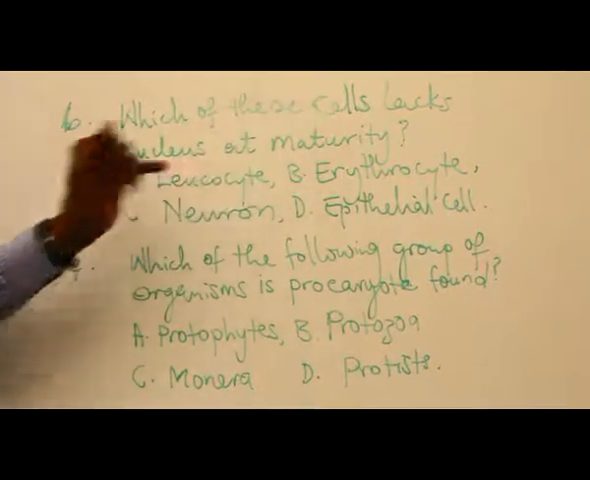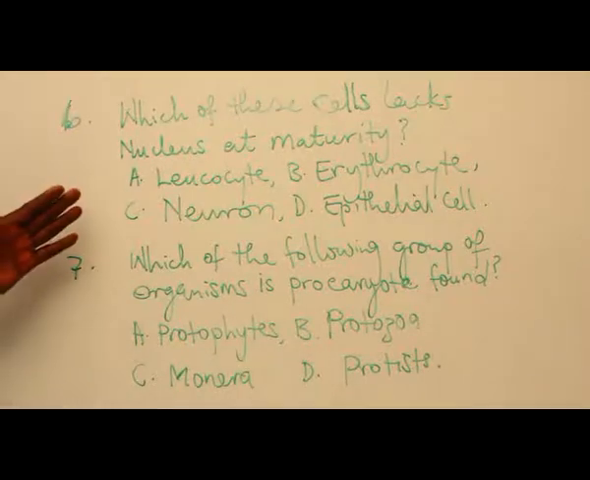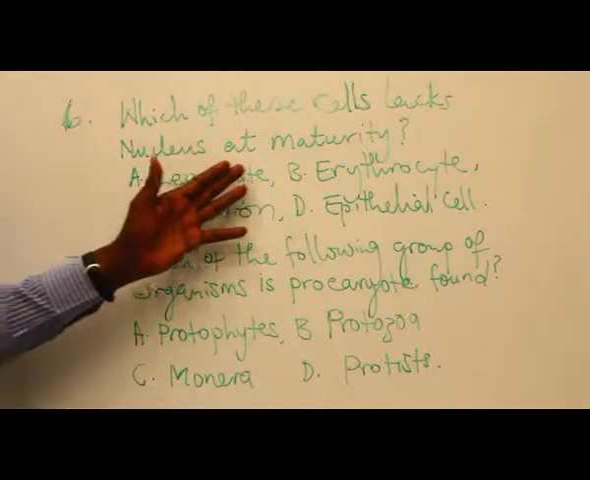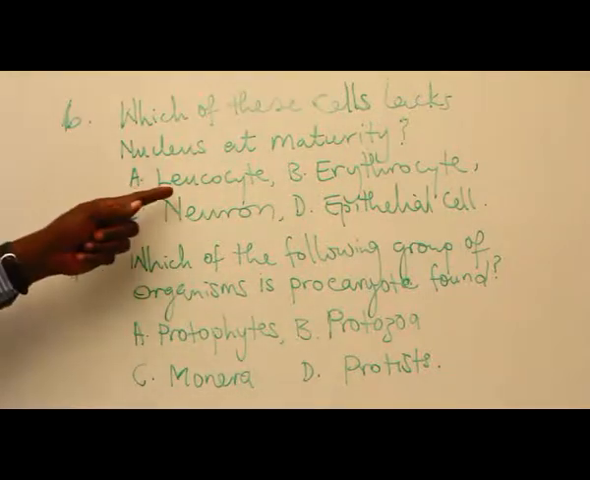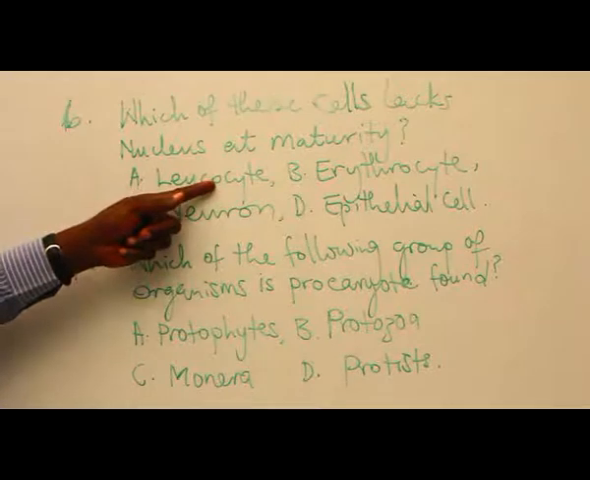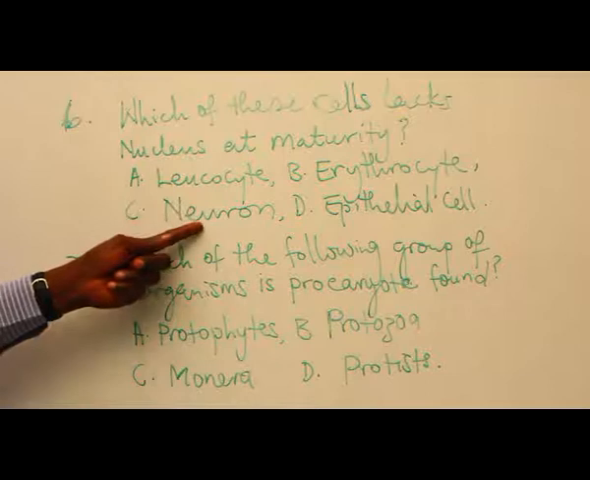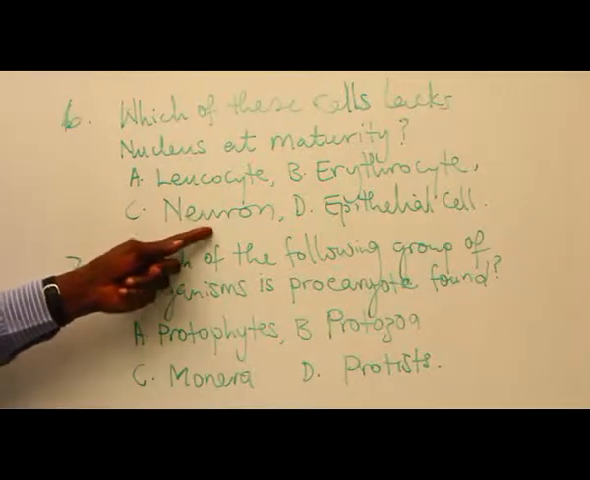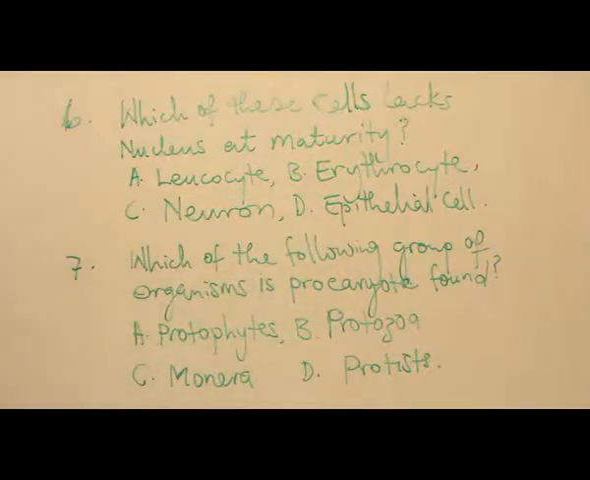Number 6. Which of these cells lack nucleus at maturity? To answer this question, you must know where all these cells are from, and you must know their nature as well. Leucocytes is white blood cell. Erythrocytes, red blood cell. Neuron, the cell of the brain. Epithelial cells are cells of the inner lining of our internal organs, like intestines and so on.